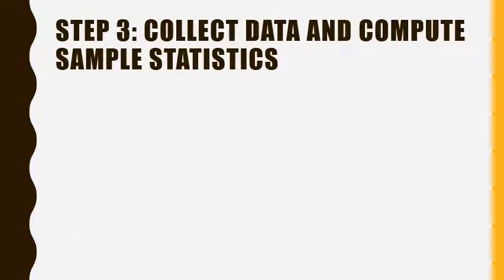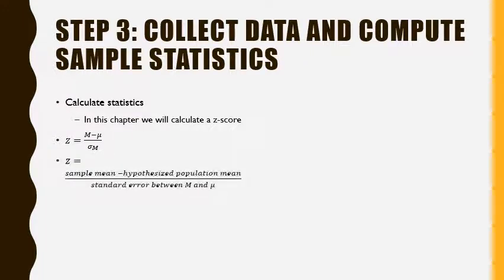So step 3, you're going to collect data and compute sample statistics. You've been doing this already, so you know how to do this. We're going to calculate a z-score. So there's the equation for a z-score. Z is equal to, again, just the sample mean minus the hypothesized population mean over the standard error between M and mu.